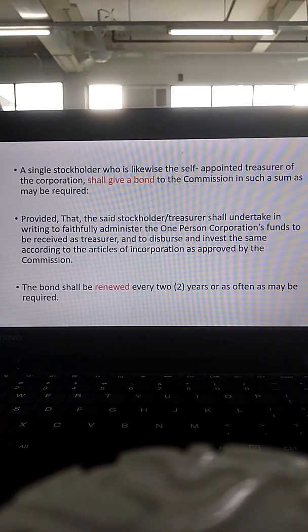Okay? So, provided that the said stockholder and treasurer shall undertake in writing to faithfully administer the one-person corporation's funds. Okay? So, dapat meron pong letter of undertaking. Okay? Talagang sinasabi niya doon sa letter na he should be faithful in administering the funds of the said OPC. Okay? Now, and to disburse and invest the same according to the articles of incorporation as approved by the commission.